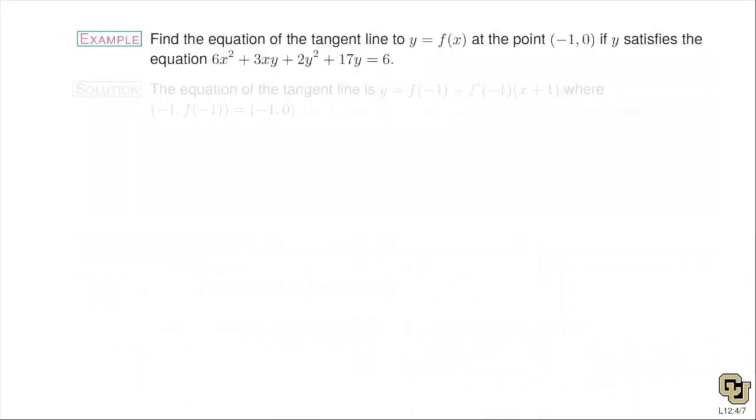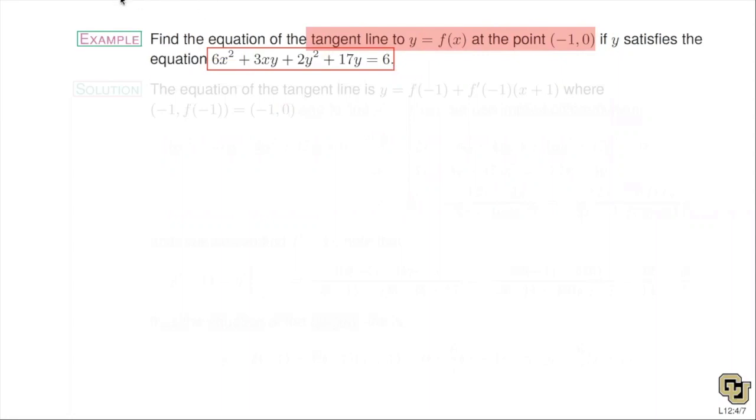So, of course, now you'll see in the section, they'll rehash all the standard derivative problems that you love. So tangent line problem is the most basic derivative problem that we all need to be able to do. So, yeah, we can do a tangent line problem here. It says, find the equation of the tangent line to the function y equals f of x at the point (-1, 0). They don't tell us the function f of x, but they do tell us that f of x satisfies this equation: 6x squared plus 3xy plus 2y squared plus 17y equals 6.